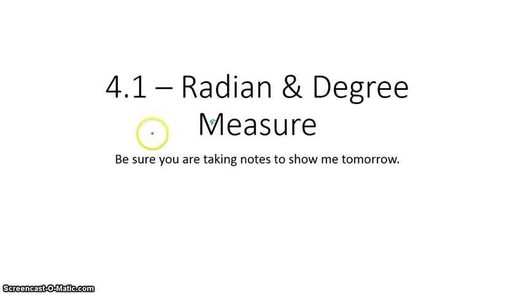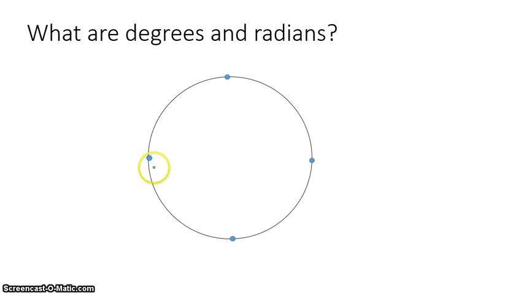Okay, 4.1 is all about radian and degree measure. So we're going to be looking at two different angle measures, kind of like units. Degrees and radians. We know what degrees are. We know all the way around a circle. So from here, let's just say I'm going clockwise, this would be 360 degrees.